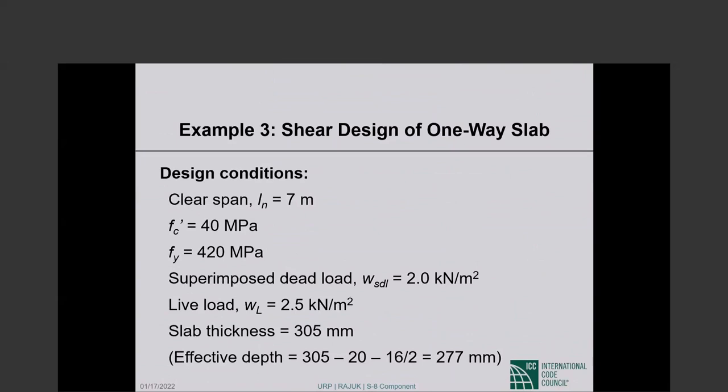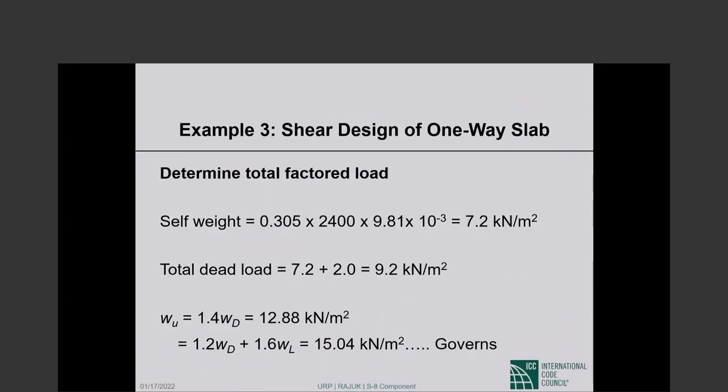The clear span is 7 meters. Concrete strength, steel strength, superimposed dead load is 2 kilonewton per square meter. Live load 2.5 kilonewton per square meter. Slab thickness is 305. Effective depth is 305 minus 20 clear cover minus 16/2, half the diameter of the reinforcement that we're using in the slab. That comes to 277 millimeters.